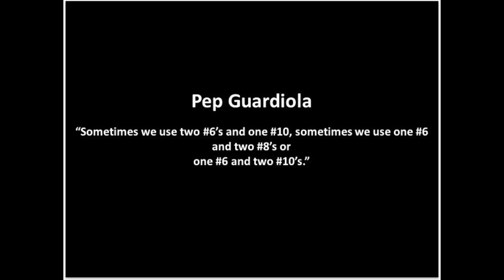So one of my favorite coaches in the game, Pep Guardiola, has a few sentences about how he looks at the three center midfielders. He says, sometimes we use 2 6s and 1 10, sometimes we use 1 6 and 2 8s, or even 1 6 and 2 10s. Basically what he's saying is he has flexibility in the way that he sets up his three center midfielders, and he's constantly changing that, not only to keep things different so the opponent doesn't get used to it, but also to manage the game in different ways.